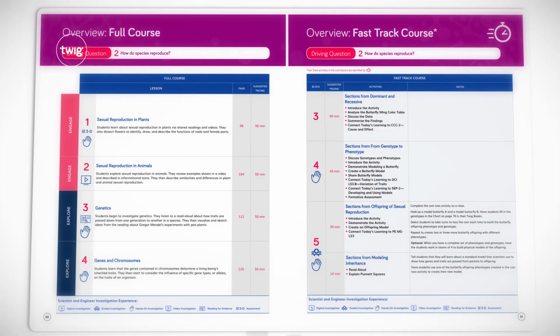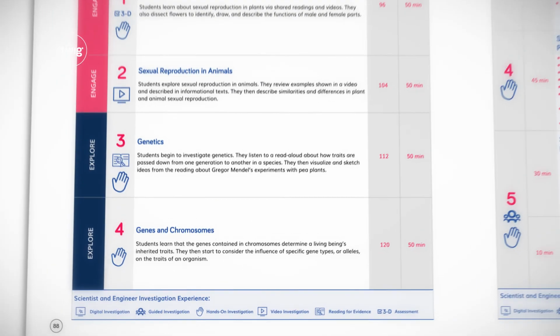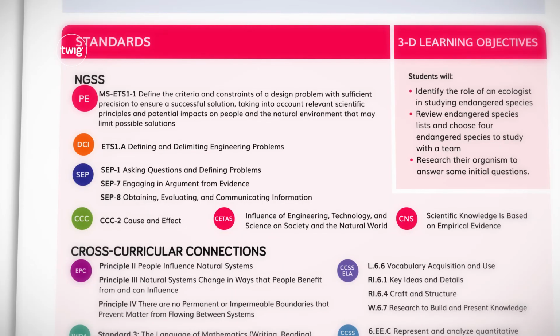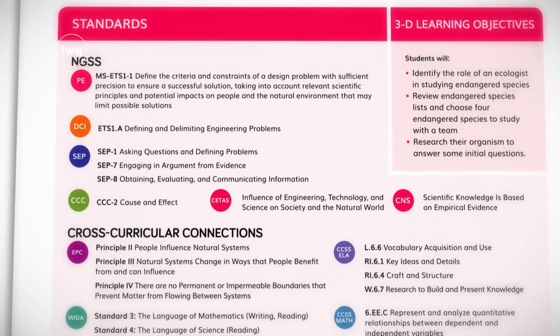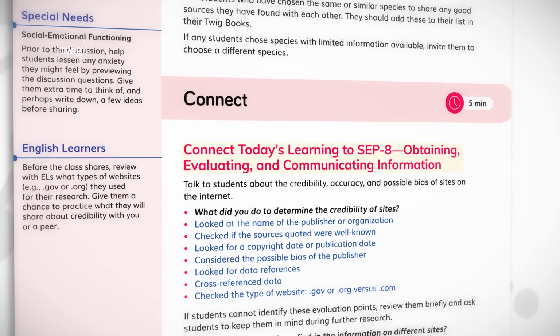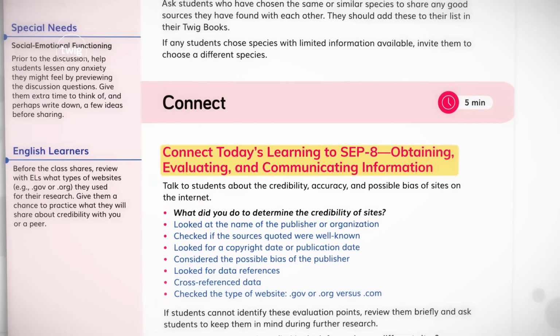Within each module, the contents page and driving question overviews detail the sequence of scientist and engineer investigations that students experience. The Next Generation Science Standards are clearly identified for every lesson, along with those crucial cross-curricular connections. And teachers are supported to help students make explicit connections to the dimensions at every opportunity.